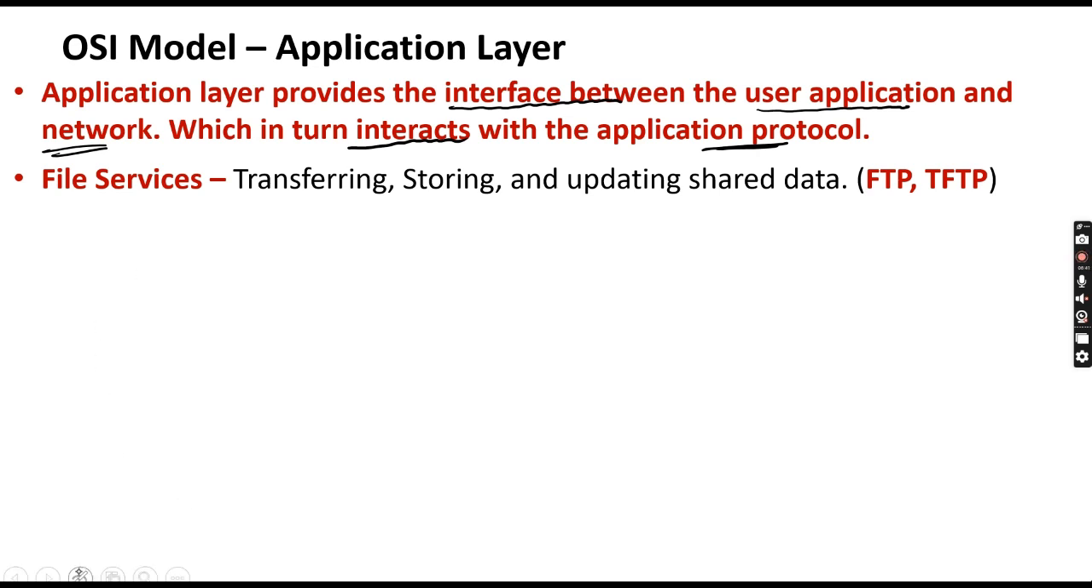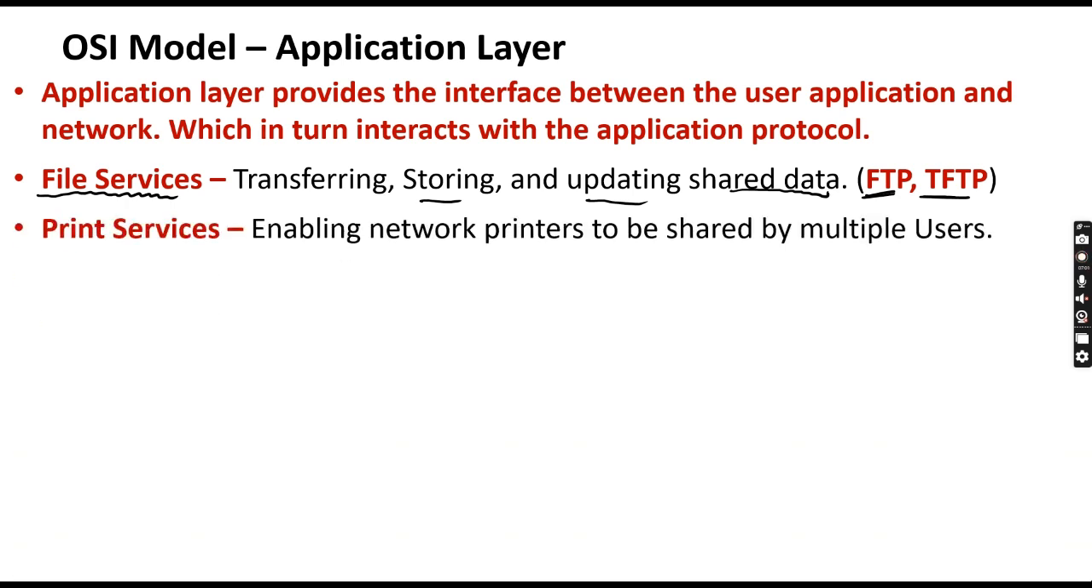For example, you can use file services to transfer, store, or upload your data by using protocols like FTP or TFTP. FTP stands for File Transfer Protocol, TFTP for Trivial File Transfer Protocol. So this is an application service. You can have print services. As we discussed, multiple users can access the shared printer in your network at the same time to print. You don't need to connect the printer directly to each and every user.